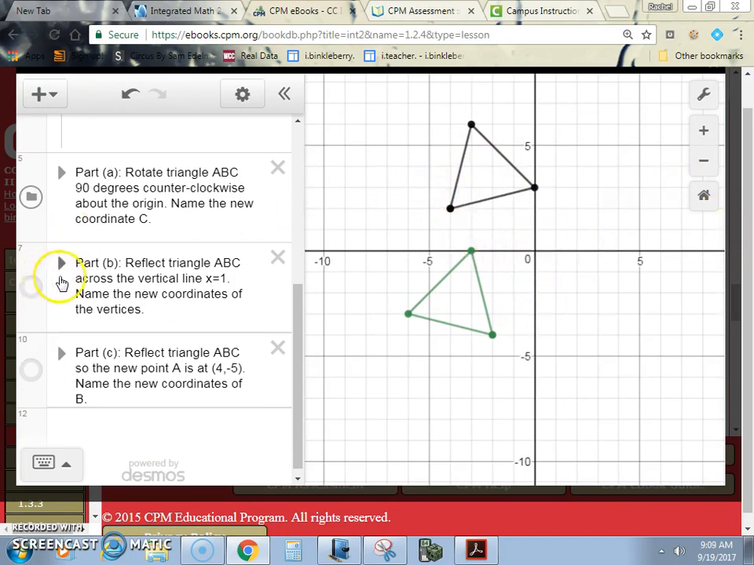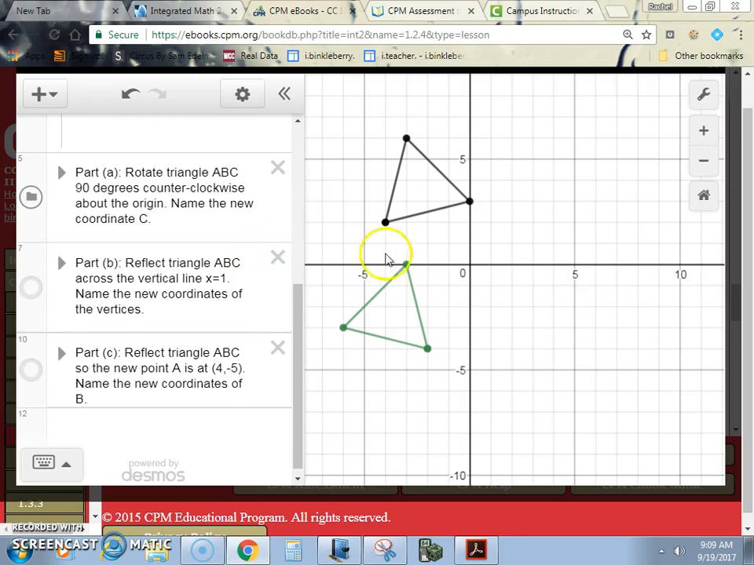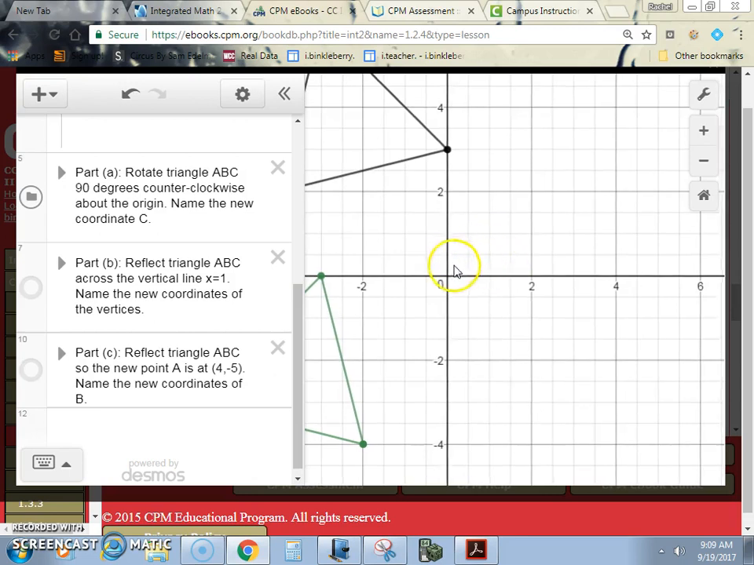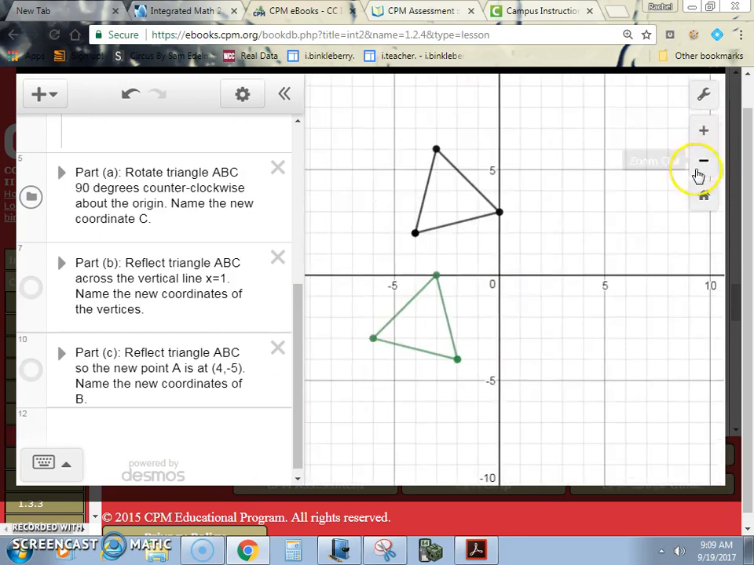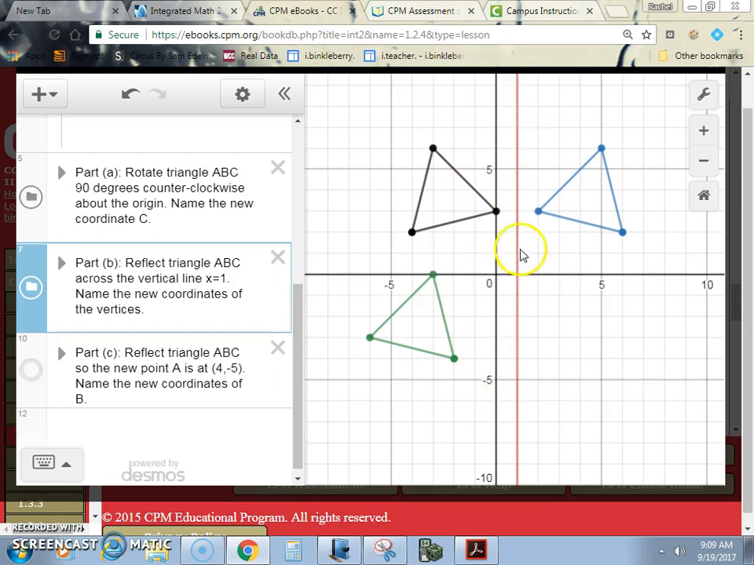Okay? Part B, reflect the triangle across the vertical line x equals 1. So x equals 1 is right here. X equals 1 is right here. And if we reflect it, it's going to be over here somewhere. Okay? That red line is x equals 1.